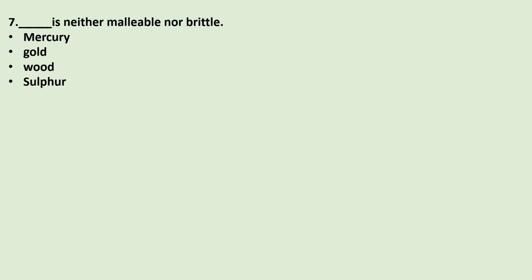Question number 7. Dash is neither malleable nor brittle. So which of these is neither malleable nor brittle? Mercury, gold, wood, or sulfur? So the correct answer is wood. So wood is neither malleable, means it cannot be beaten into thin sheets, nor is it brittle. It cannot be broken into pieces also. Okay.